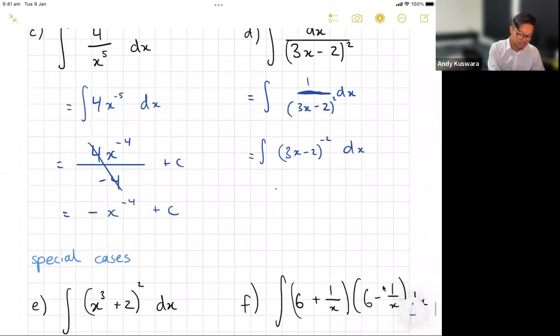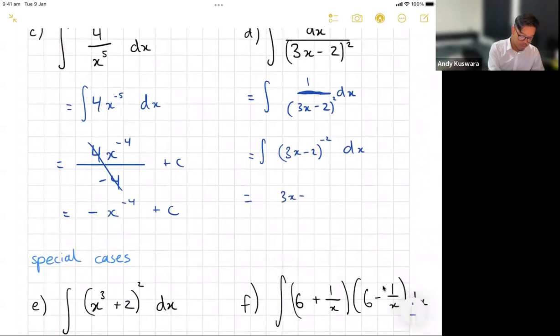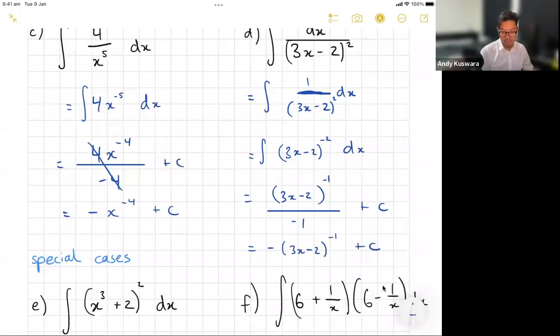So if we were to integrate this now, it'll be the same bracket. It's going to be (3x minus 2), the same bracket. Now we're going to add 1 to the power, so it's going to be negative 1 now. And we divide it by the new power, which is negative 1, and we're going to plus c. If we divide something by negative 1, it just becomes negative (3x minus 2) to the negative 1 plus c. Happy for you to leave it like that.